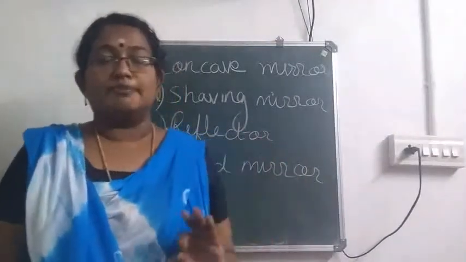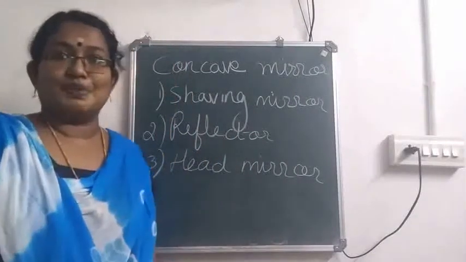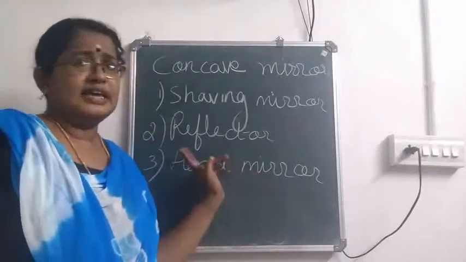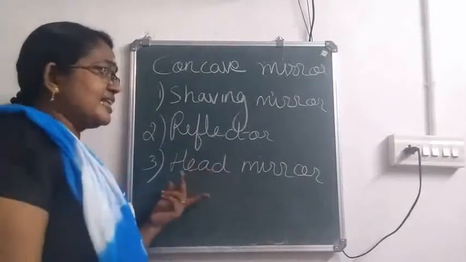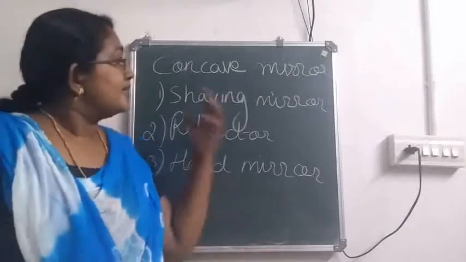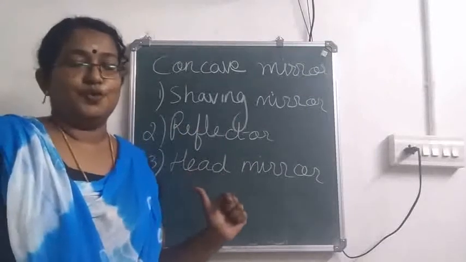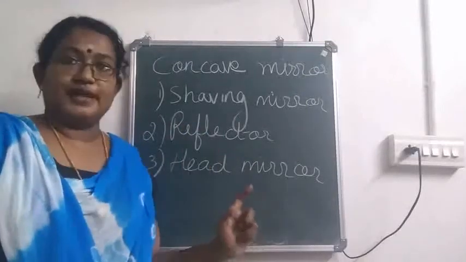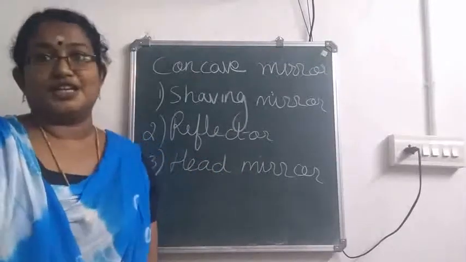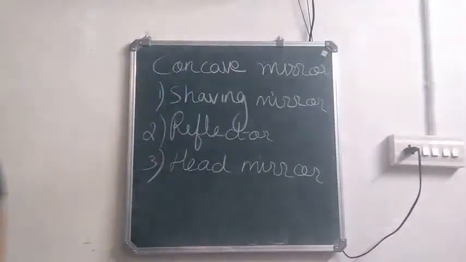So speaking about the uses of concave mirror, 3 uses are explained: shaving mirror, then reflector in torches or searchlights, and as a head mirror of the doctors. In the case of shaving mirror, object should be placed between focus and the pole, reflector at focus, and head mirror means object at infinity, so that the rays will meet at a point. Okay.